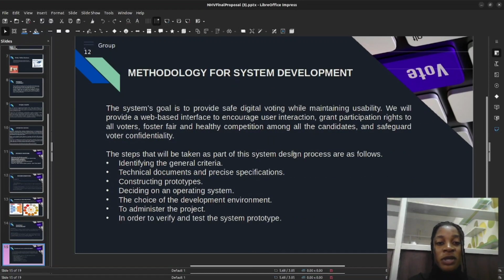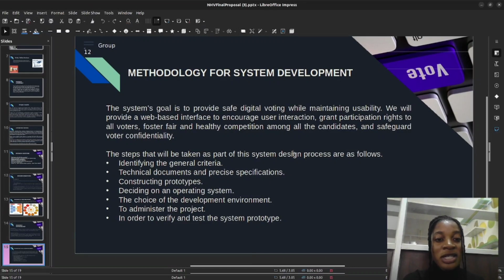this is going to be the methodology for the system design or the system development. Our goal is to provide safe digital voting while maintaining usability. So at the end of it all, we shall provide a web-based interface to encourage user interaction, grant participation rights to all voters, foster fair and healthy competition among all candidates, and safeguard voter confidentiality.